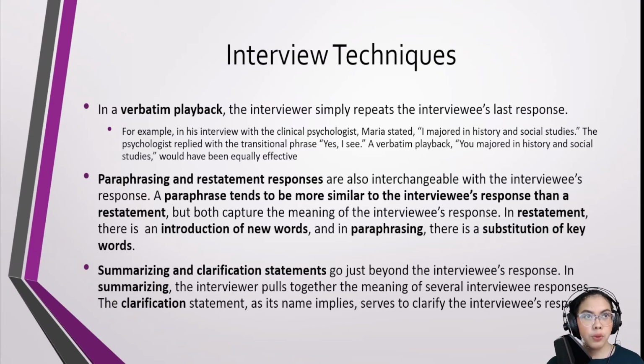Since we have a long interview, just to be clear about the things that we have said, and to assure the reliability of what our clients and patients are saying, we tend to summarize what they have said and also clarify. When we clarify, we tend to ask in question form. For example, "If I heard correctly, you majored in history and social studies. How many years have you studied there?" So you are clarifying what the patient or client is saying.